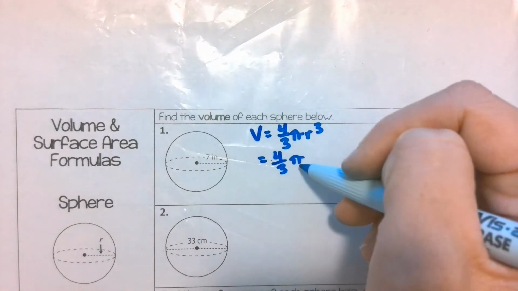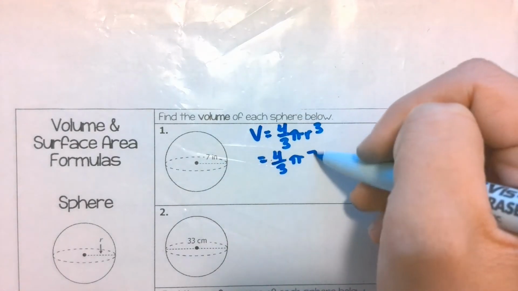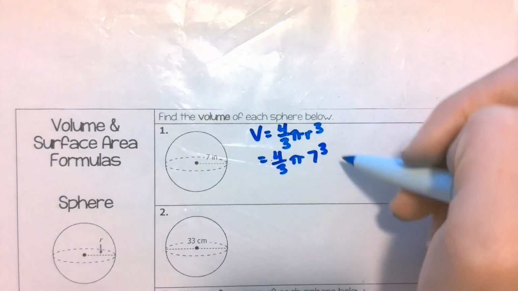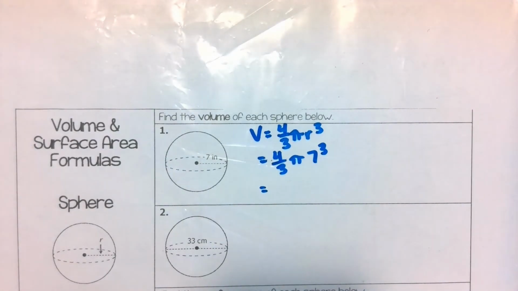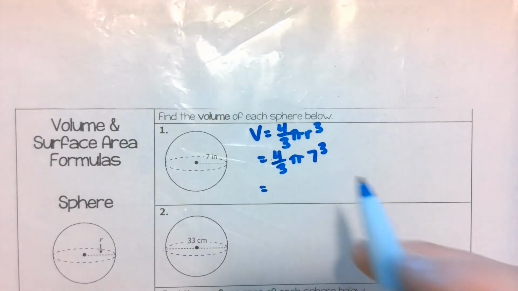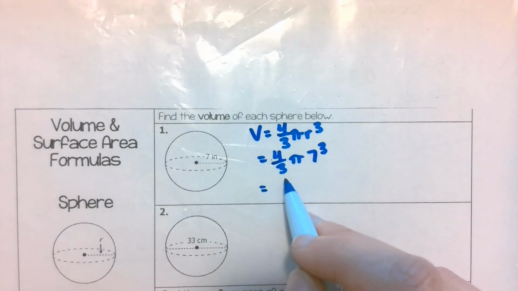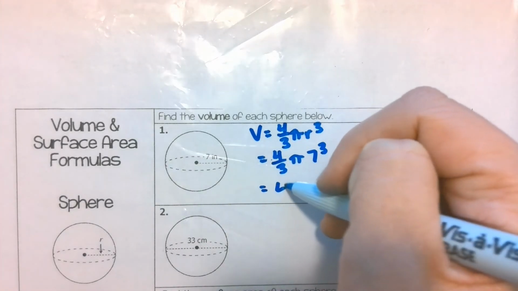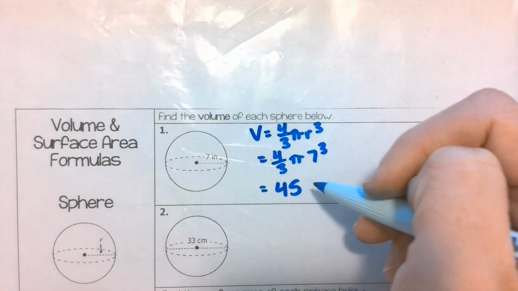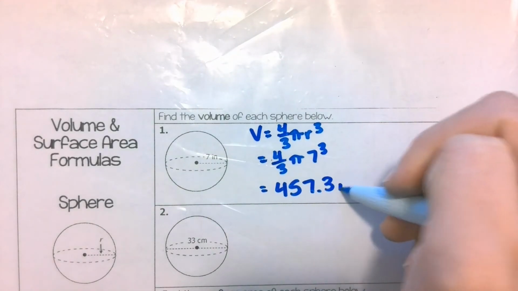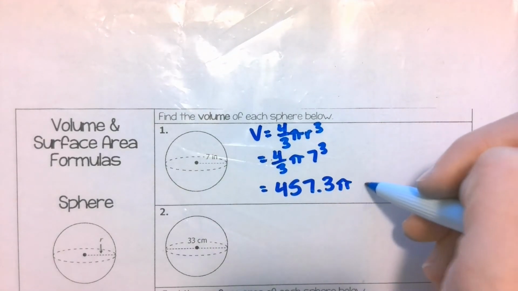So we've got 4/3 pi, our radius is 7 cubed. Let's keep this in terms of pi. So see if you can go ahead and multiply your 7 cubed and your 4/3. You should get about 457.3 pi inches cubed.